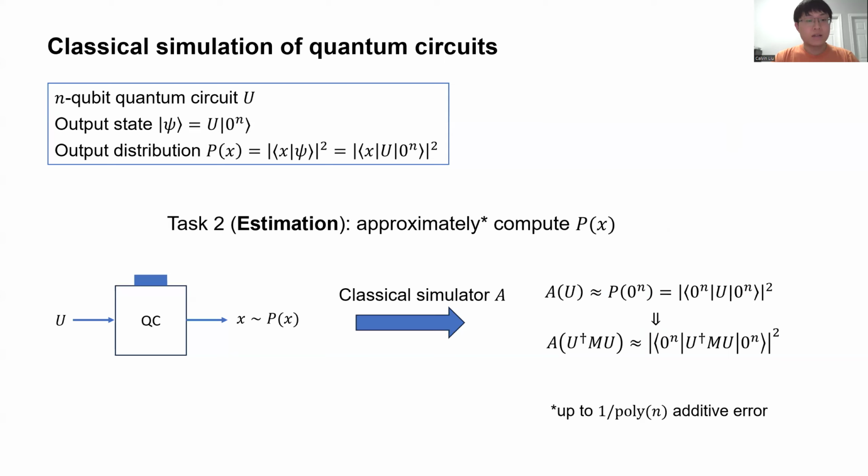For a second natural classical simulation task, the goal is to estimate the probability of observing a certain string x. Say we have a classical simulation algorithm A that on input U can estimate the probability of observing all zeros. Then the same algorithm can be used to estimate quantities of this form for some other circuit of interest M. Here, U dagger is the inverse of U, and this works by the fact that U dagger M U is a proper quantum circuit.